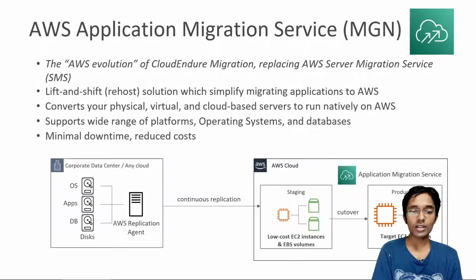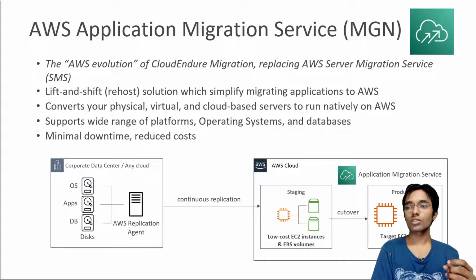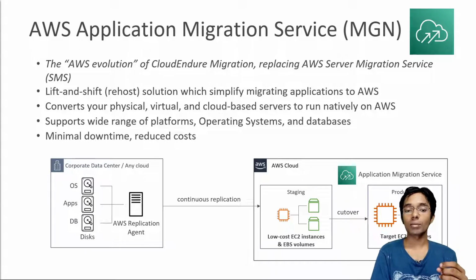So now let's talk about the AWS Application Migration Service, or MGN for short. It's an evolution of another service that AWS had bought in the past, which was previously called CloudEndure Migration. AWS also used to have a service called Server Migration Service (SMS), and now both of them combined together are equal to the Application Migration Service. If you see CloudEndure Migration or SMS in your exam, this is the exact same service.